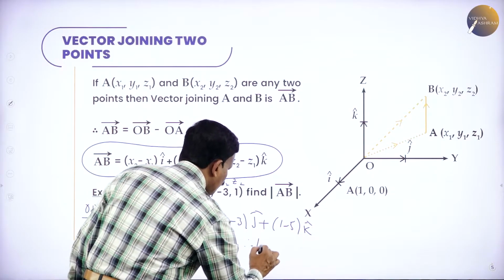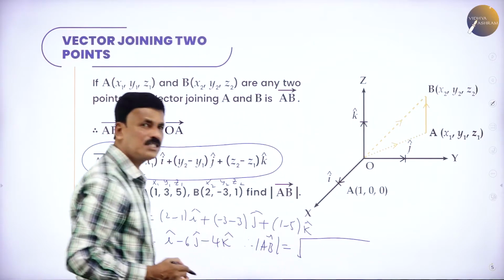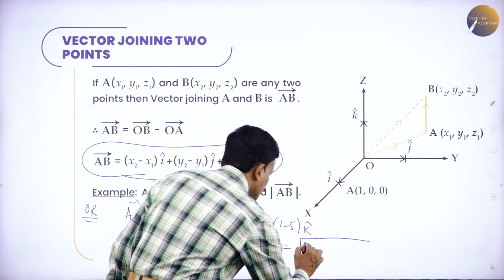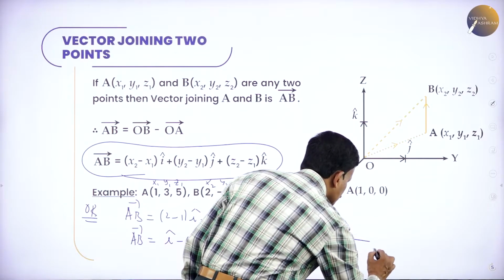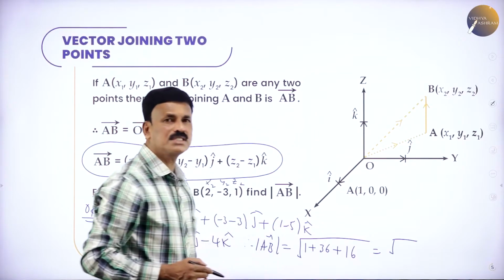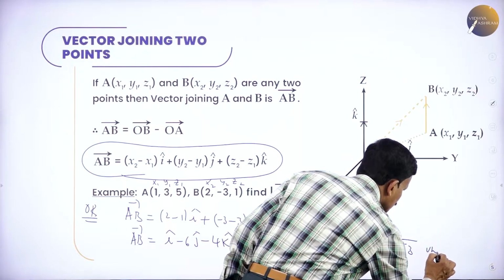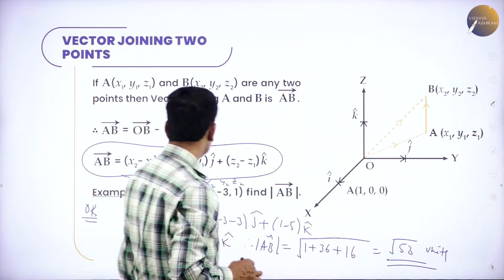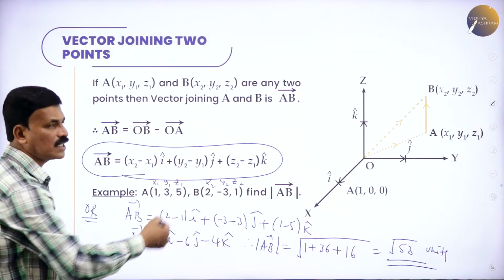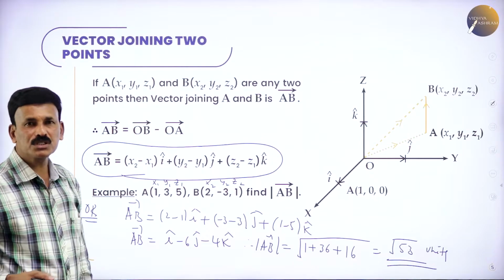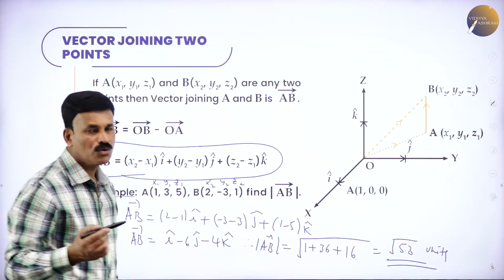Therefore the length of vector AB is equal to the square root of 1 square is 1, plus 4 square is 16, plus 2 square is 4. This is root of 21 units. This is what we are going to get in the second method. The first method is OB minus OA, or the second method, using straight away the formula (x2 minus x1) i plus (y2 minus y1) j plus (z2 minus z1) k cap. You will get the answer. Okay, hope you followed this.